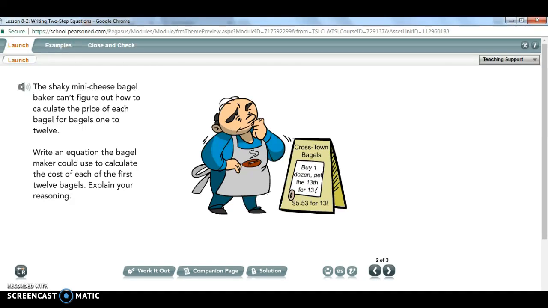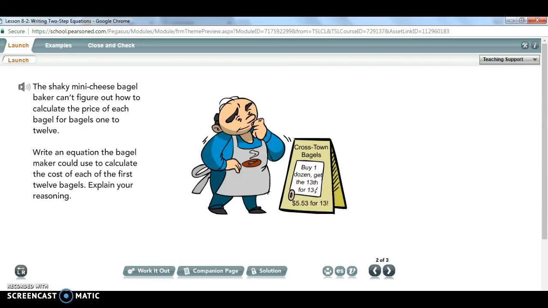Alright, this is lesson 8-2. We're going to be writing two-step equations. So the last lesson was just simply writing our one-step equations, and so we're going to take it a level further. We're going to start off with the launch problem.